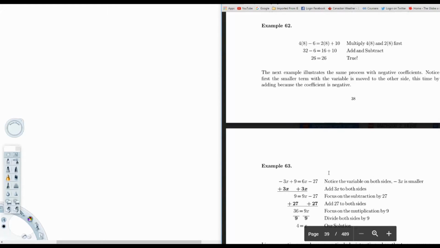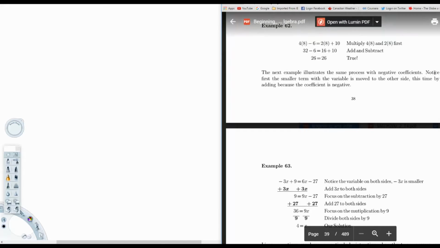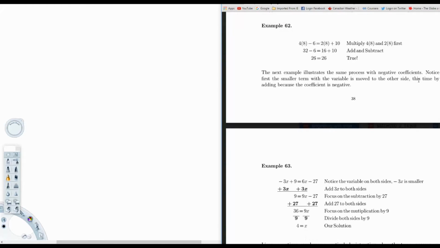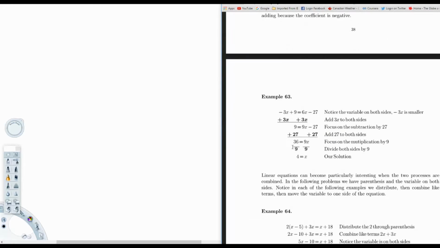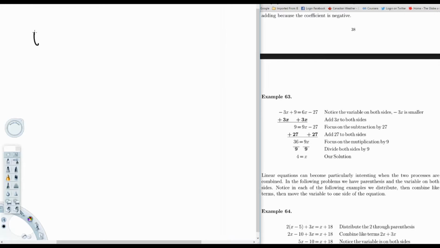All right, they're showing the next example illustrates the same process with negative coefficients. Notice the first and smaller term with the variable is moved to one side, this time by adding because the coefficient is negative. So what are they saying here? Okay, let's write this down. 63, killer problem. Minus 3x plus 9 equals 6x minus 27.